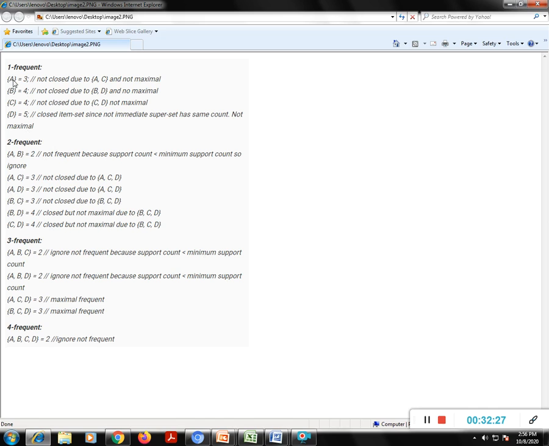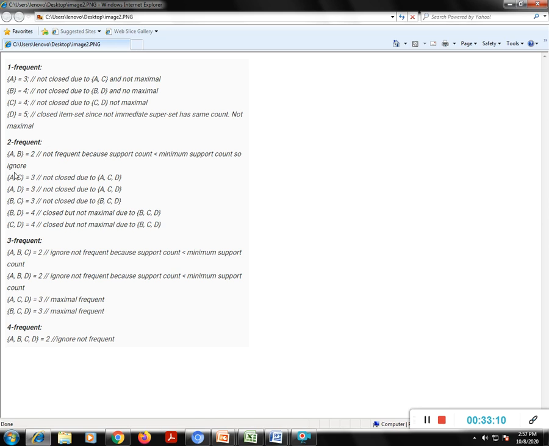What are the supersets of A? AB, AC and AD. These are the 3 supersets. If any one of them has a count equal to 3, then we can't say that A is a closed figure. AB has its count less than A. We can't consider AB because AB is not frequent. Why? Because its count is 2, and 2 is less than the minimum support given, that is 3. So we have to ignore AB, means we are not going to mark AB as a blue circle.